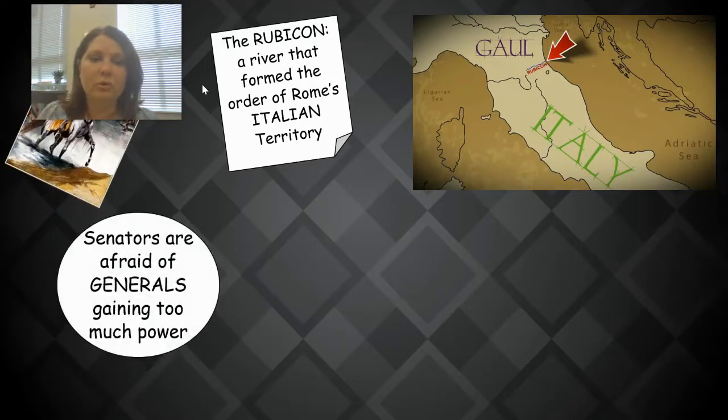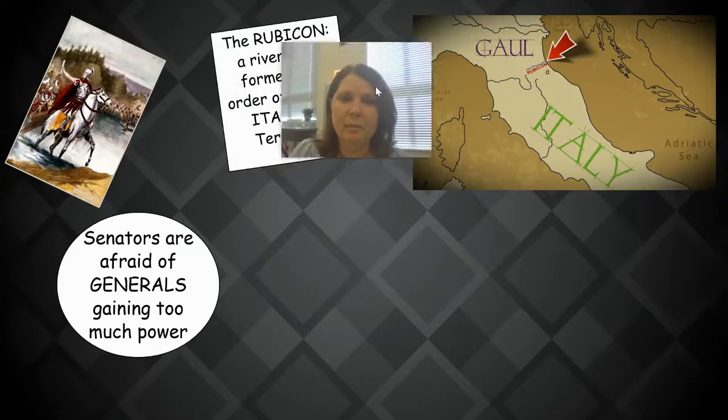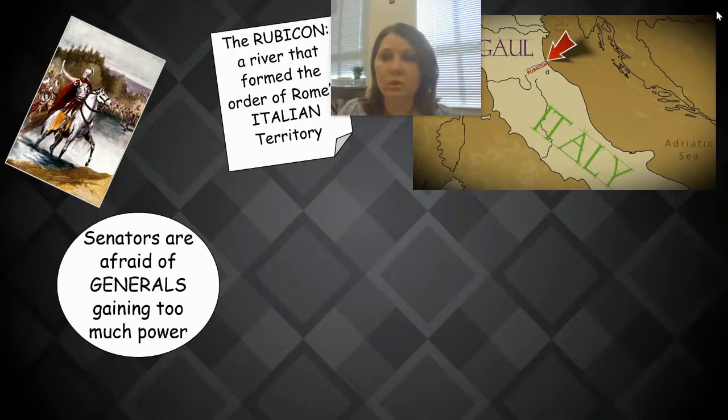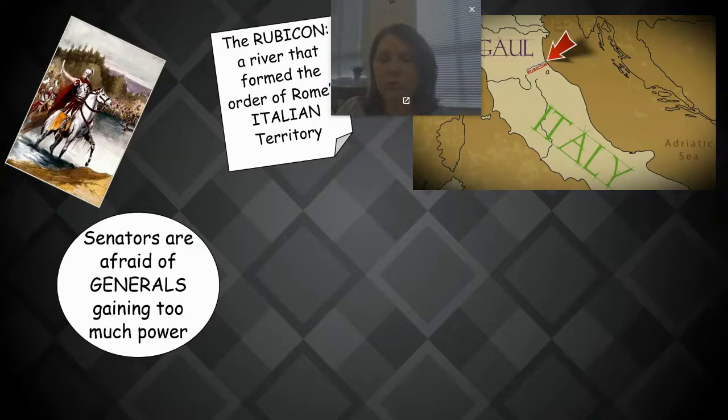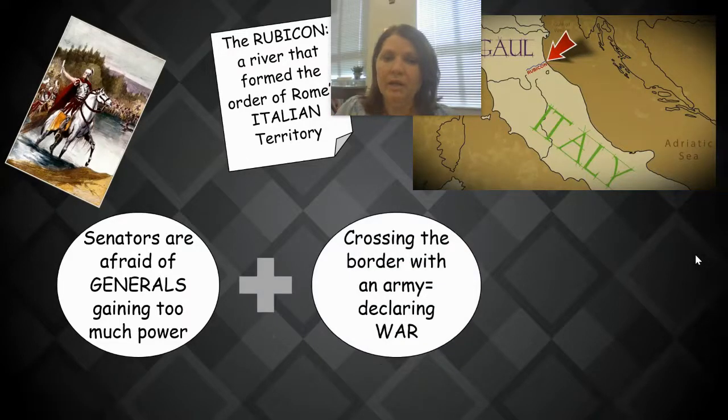And the senators were afraid that the generals were gaining too much power. Pompey wanted him to give up his powers, and so did the Senate. They said he has too much power. And so they told Caesar, you know what? We want you to give up that power, and we want you to come home. But Caesar didn't do that. He crossed that river and came home, and he declared war by doing that.